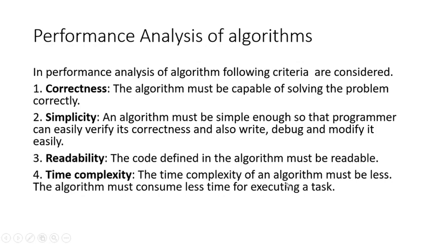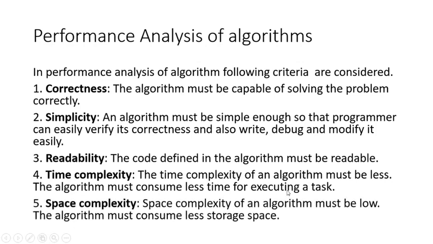If we are taking the addition of two numbers, we want it very fast. Space complexity. Space complexity of an algorithm must be low. It takes less memory and it should work fast. The algorithm must consume less storage. These 5 are the performance analysis of algorithm, and this is very important: correctness, simplicity, readability, time complexity and space complexity. Now we will see the space complexity.